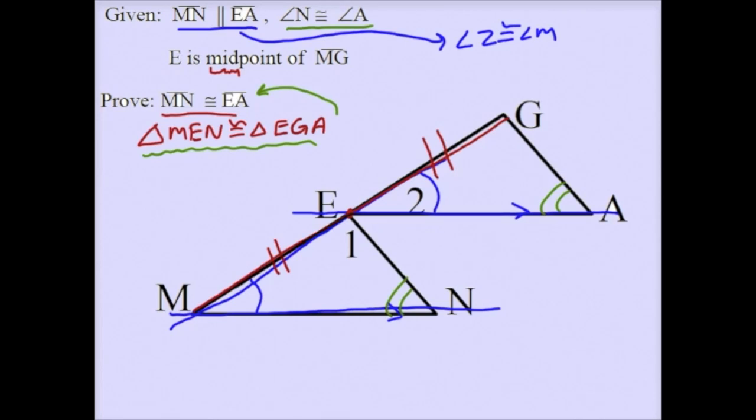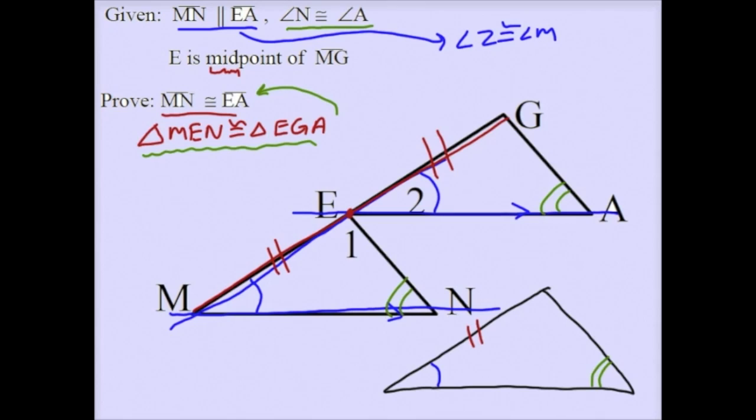So now, in these triangles, let's just pull out one of those triangles. We are given that these blue angles are congruent. So that's angle M and angle 2. We're given that these green angles are congruent, angle N and angle A. And then finally, we've got that midpoint of a segment, which means that these segments are congruent. So we've got the green, the blue, and the red. We can either talk about angle, angle, side, or angle, side, angle.